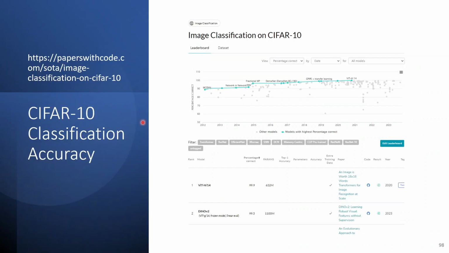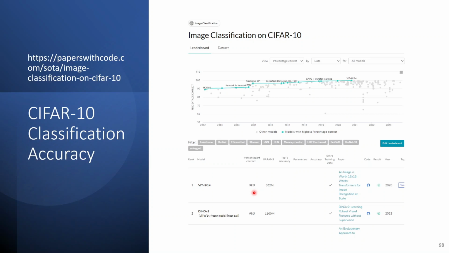Okay, so since we talk about the CIFAR 10, you can go to this website, Papers with Code. I think some of you are familiar with it, and you can see this. For the CIFAR 10 dataset, the best result of the best classifier so far is the ViT, it means visual transformer classifier. And it has achieved the accuracy of about 99.9%.